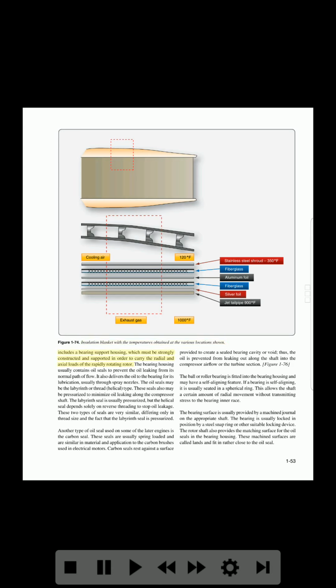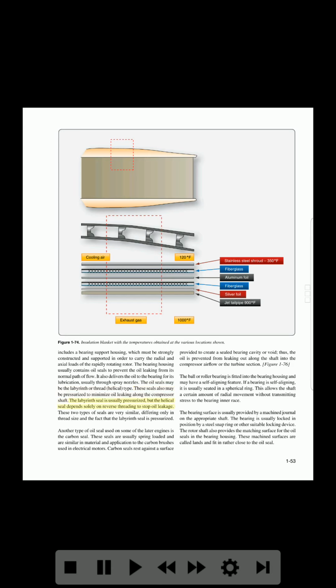It includes a bearing support housing, which must be strongly constructed and supported in order to carry the radial and axial loads of the rapidly rotating rotor. The bearing housing usually contains oil seals to prevent the oil leaking from its normal path of flow. It also delivers the oil to the bearing for its lubrication, usually through spray nozzles. The oil seals may be the labyrinth or thread, helical type. These seals also may be pressurized to minimize oil leaking along the compressor shaft.